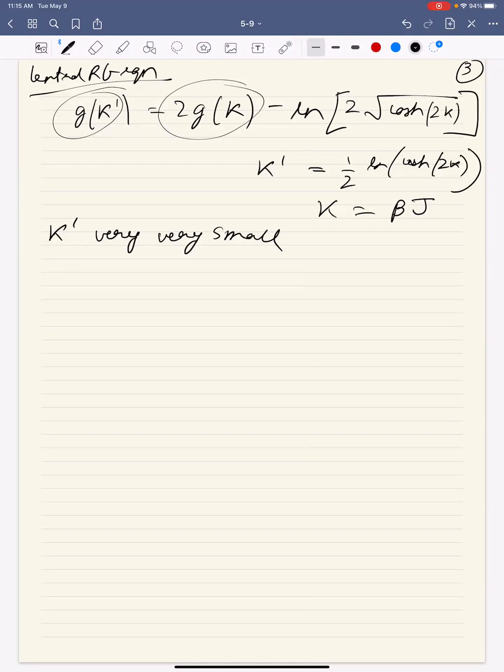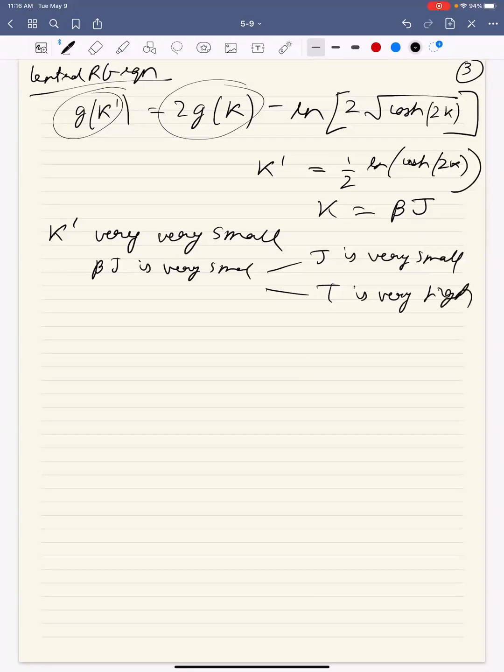So if K prime is very small, that means beta J is very small, beta J prime, whatever that is. So this means that either J is very small and/or beta is very small, right? Beta very small means T is very high. So we have an Ising model where temperature is very high and the interaction term is very, very weak.